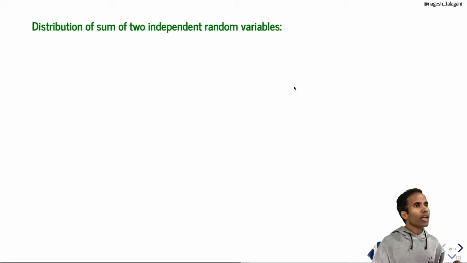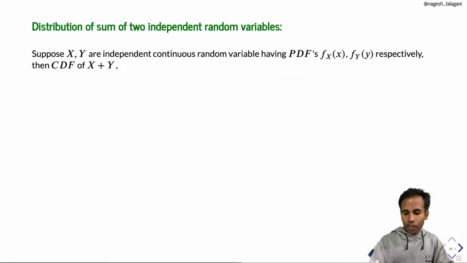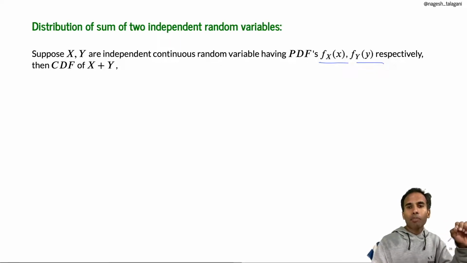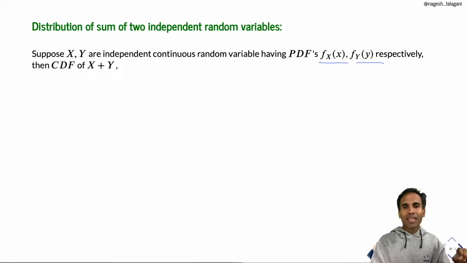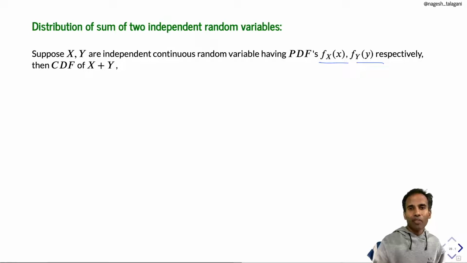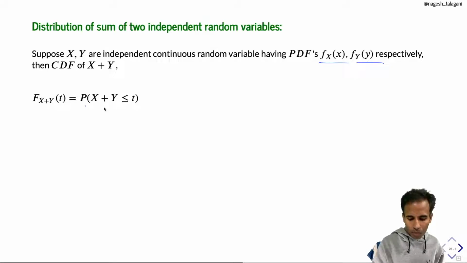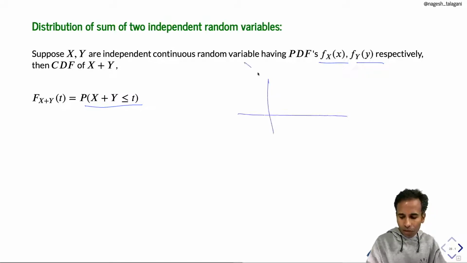Distribution of the sum of two independent random variables. Suppose X and Y are independent continuous random variables with PDFs fX and fY respectively. Then we want to find the PDF of X plus Y. For that, first let us consider the CDF of X plus Y. Then we can differentiate it to get the PDF of X plus Y. The CDF of X plus Y at t, by definition, is the probability of X plus Y less than or equal to t. To get this probability, we have to double integrate the joint PDF over the region X plus Y less than or equal to t.